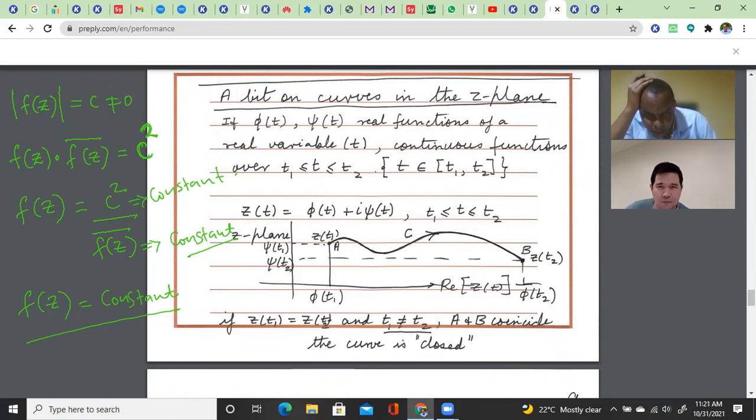If z(t1) is equal to z(t2) and t1 is not equal to t2, then a and b coincide. Then the curve is not going to be closed. A bit occurs in the z-plane in real functions of a real variable t. Do you see that? I didn't get it.